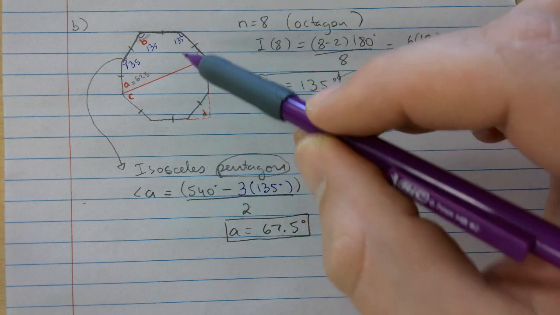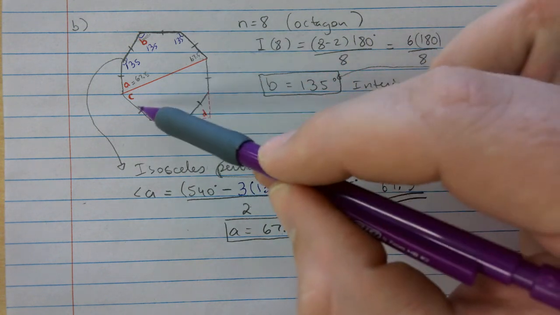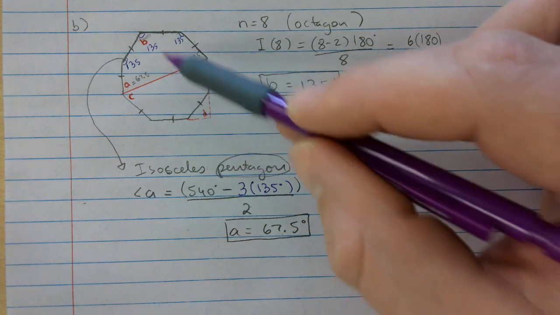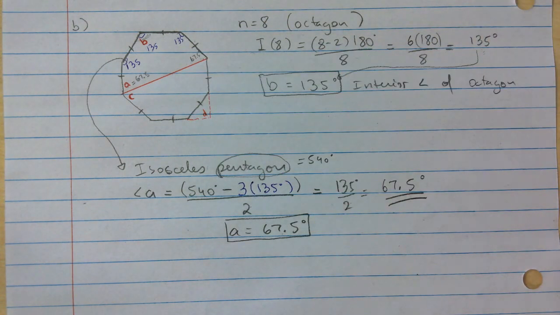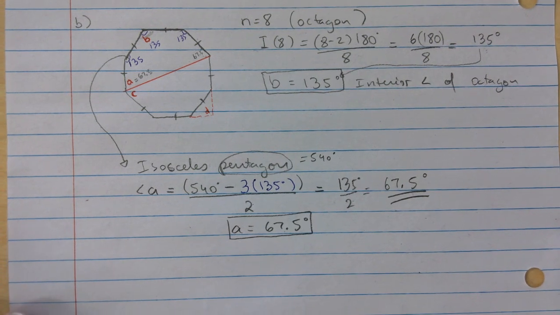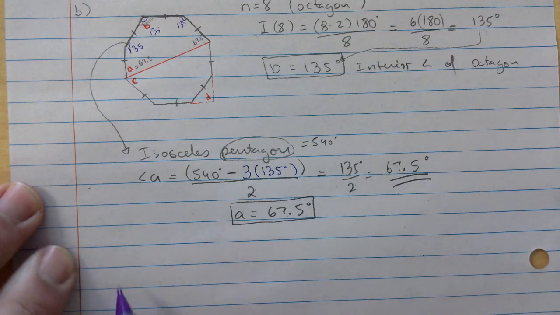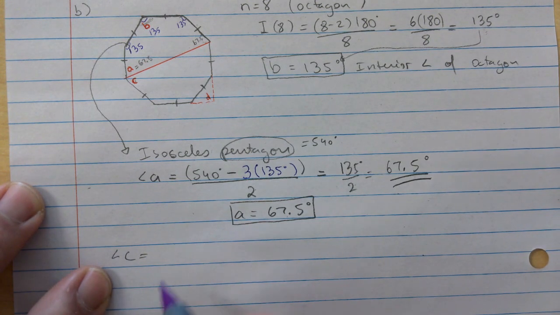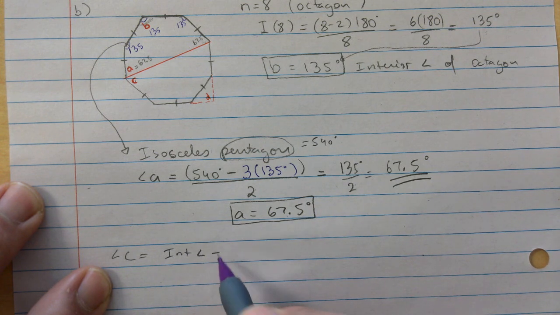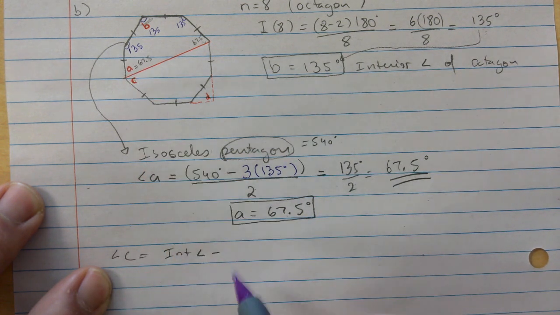And some of you might be asking, Mr. Dirksen, isn't this the exact same? It's like 1, 2, 3, 4, 5. Aren't these exactly the same? Yes, they are. And you will find out now that to find angle C is going to be interior angle minus A.